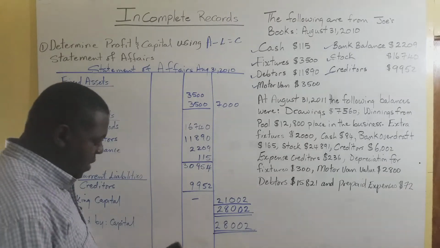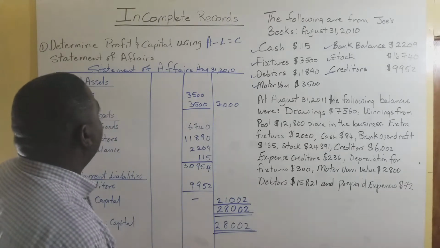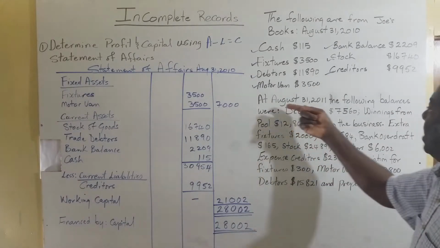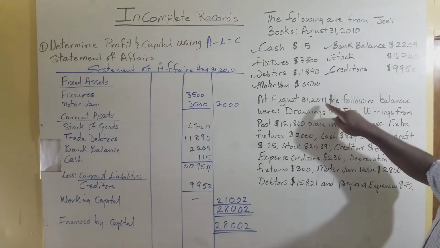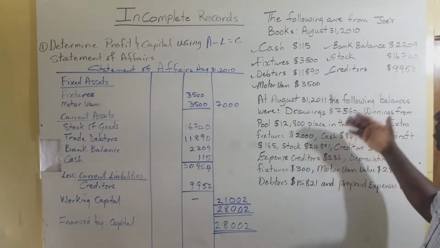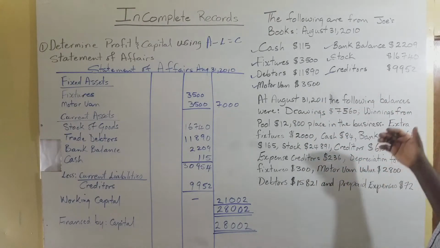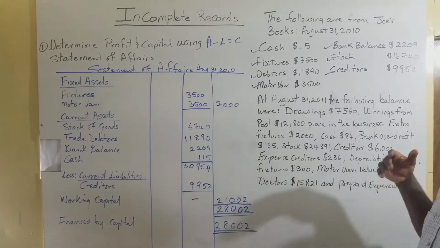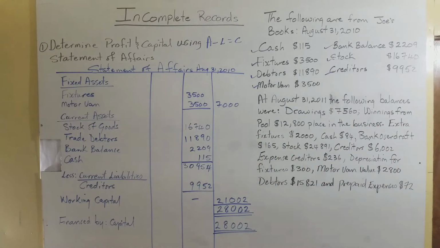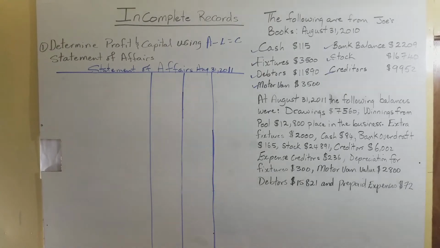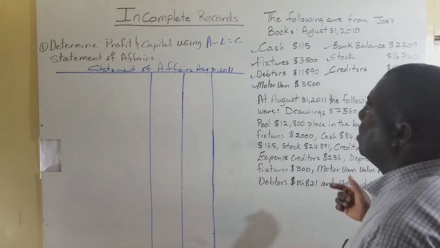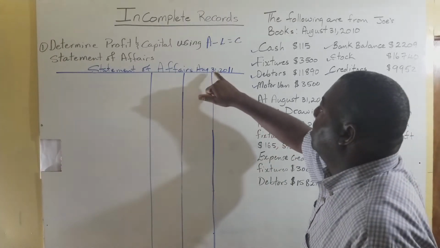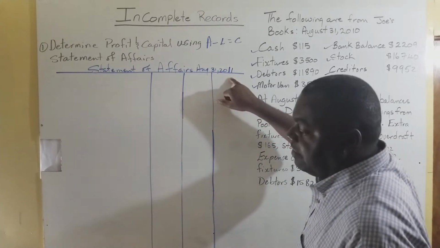All right. So we're now going to be moving to look at the second part of the question. It indicates that at the 31st in 2011, he had a new set of assets and liabilities, and we're going to translate that now and get it done. So now we are going to be doing the statement of affairs for the 31st of August 2011.